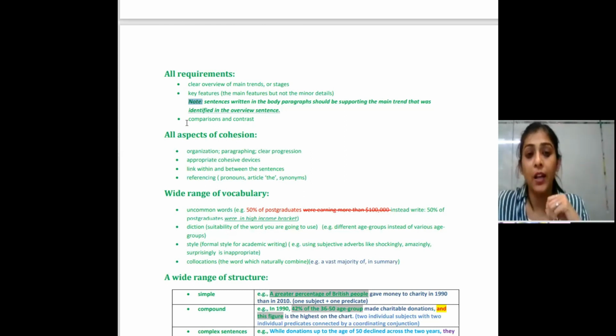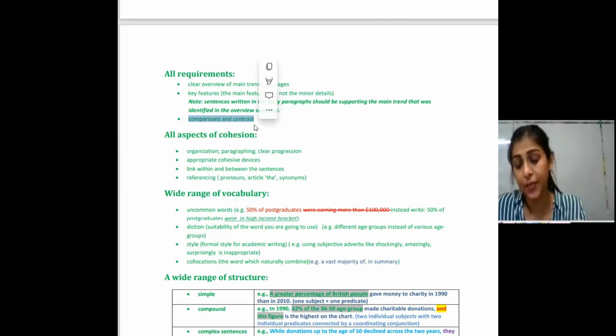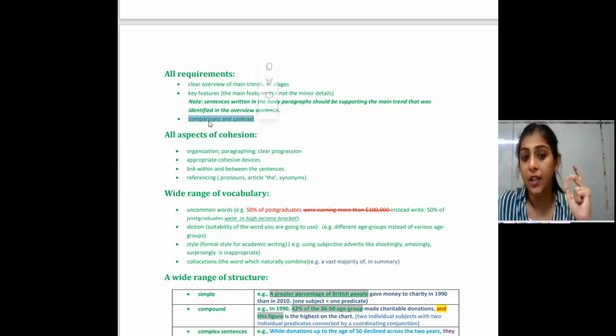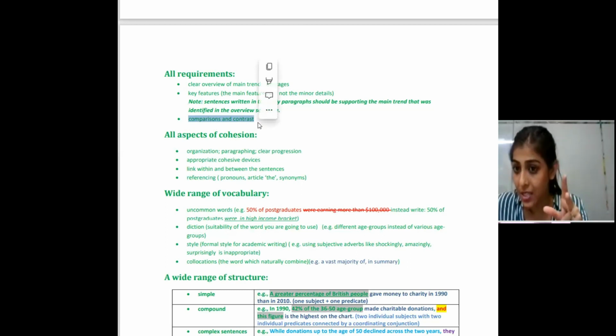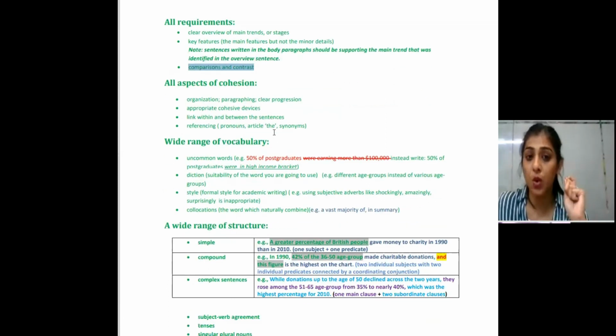Next, the next thing to fulfill is the comparison and contrast. As I told you earlier when I read the instruction, comparison is about the similarities in trends of two different features, and contrast is the difference in trends of two different features. Got it now? So here is the next one.